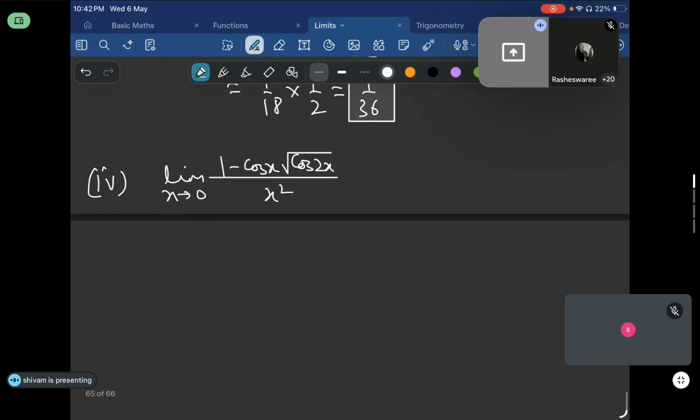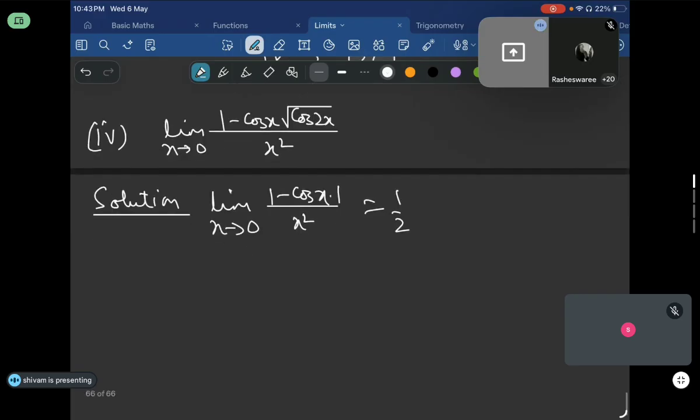Everyone pay attention. Okay. See, you must be applying the limit like this. When x is tending to 0, root over cos 2x will tend to 1. So you'll get limit x tends to 0, 1 minus cos x upon x square. You must be applying it like this, right, everyone? This, and then again you will say that this is equal to half. But this is wrong, everyone. But this is wrong.